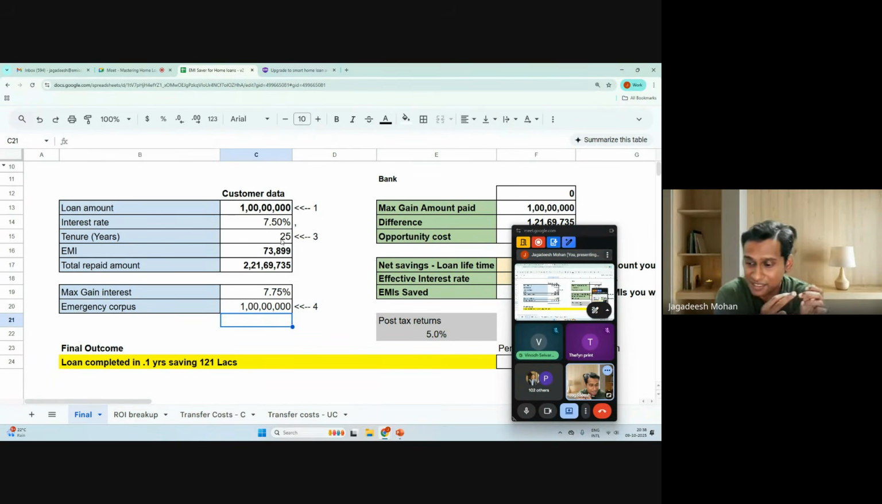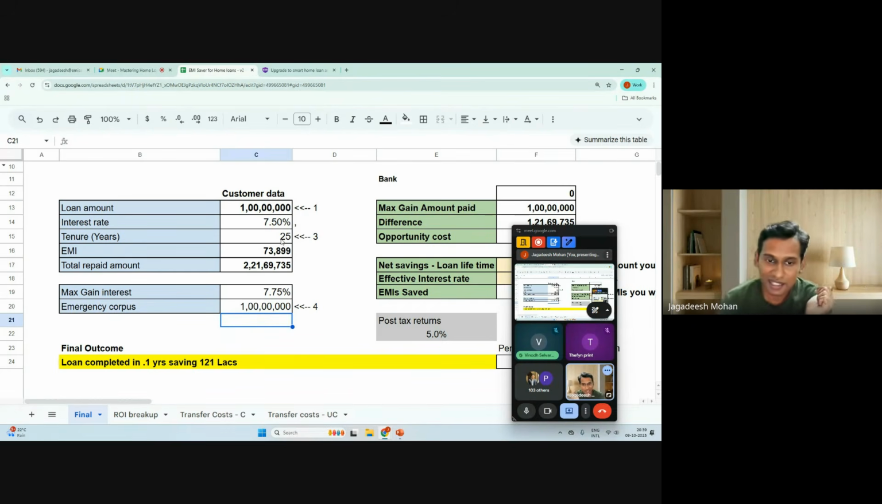If he wants to buy a plot of land, getting a loan for a plot of land, especially on the outskirts of the city, is hard and expensive. He can actually take money out of this and put the money there. Okay. This is one type of optimization or customization that people can do.